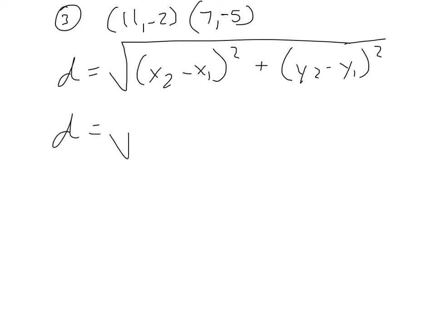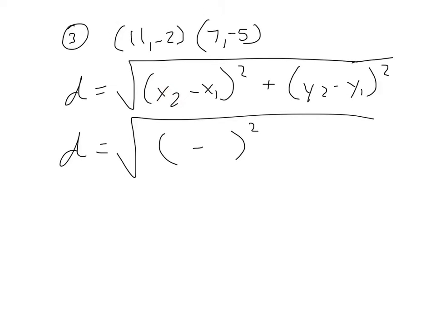Let's see. x2 is going to be the second x coordinate. Here is an x coordinate, and here's an x coordinate, and this is the first one, this is the second one. So x2 is 7 minus x1, which is 11, plus y2 minus y1 squared. Where's the second y coordinate? This one right there. Where's the first one? Right there. So y2 is -5 minus y1, which is -2. So I'm going to put another parentheses in there.